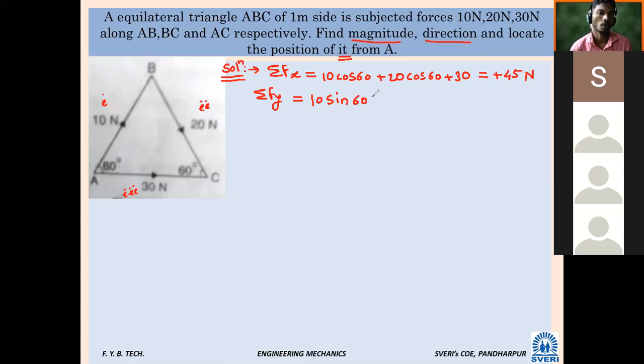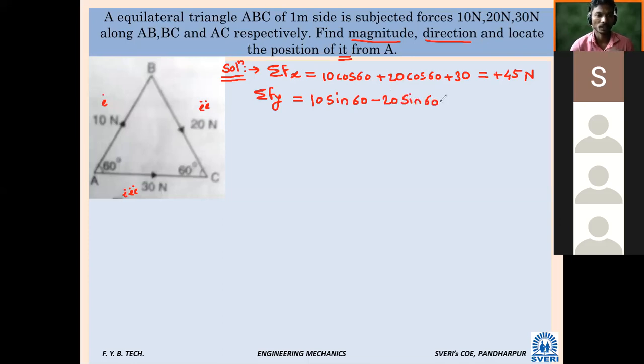Force number 2, 20 Newton. First you have to ask whether it is going towards the positive y-axis or negative y-axis. Negative y-axis, so it should be negative. F sin theta. What is the value of F? 20. So 20 into sin 60.